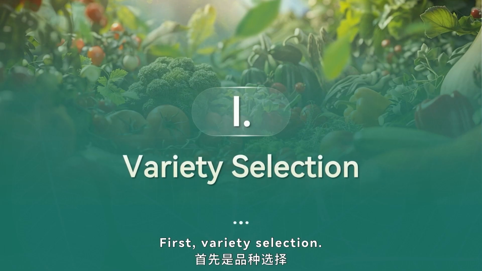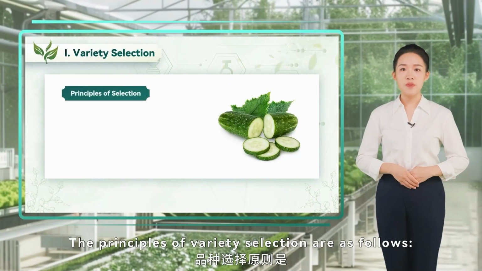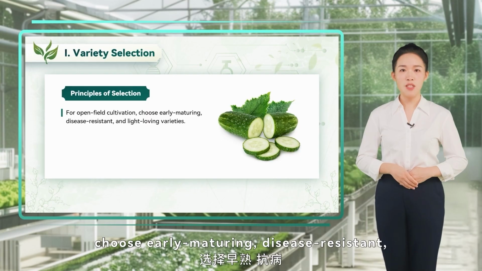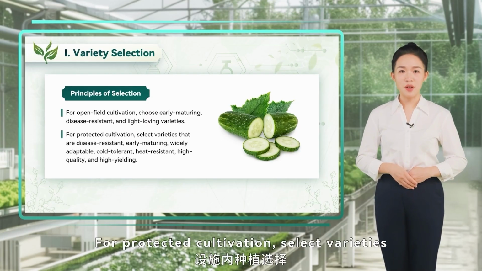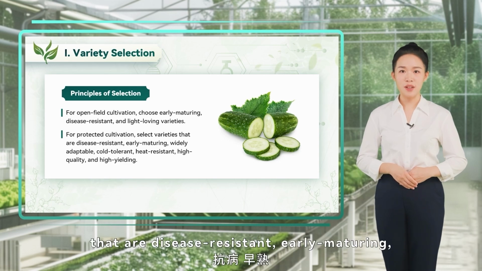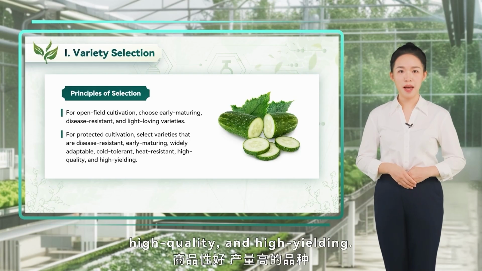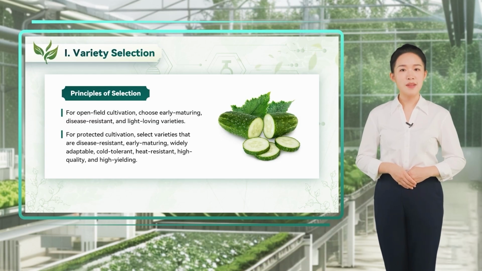First, variety selection. The principles of variety selection are as follows. For open field cultivation, choose early maturing, disease-resistant, and light-loving varieties. For protected cultivation, select varieties that are disease-resistant, early maturing, widely adaptable, cold-tolerant, heat-resistant, high-quality, and high-yielding. Different types of facilities require different varieties.